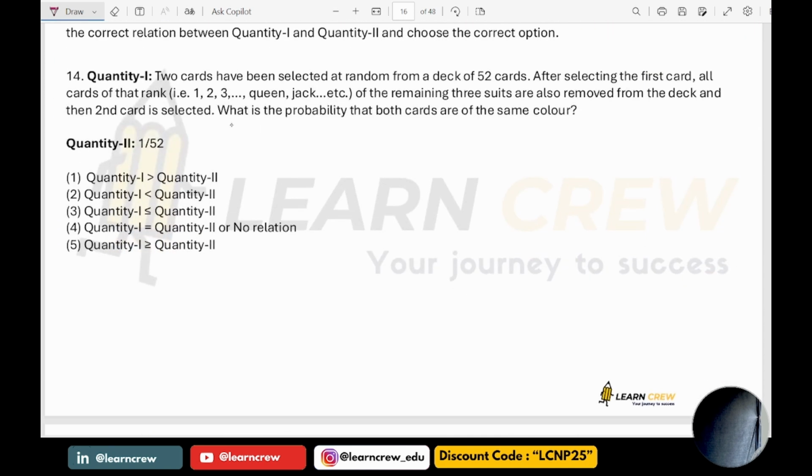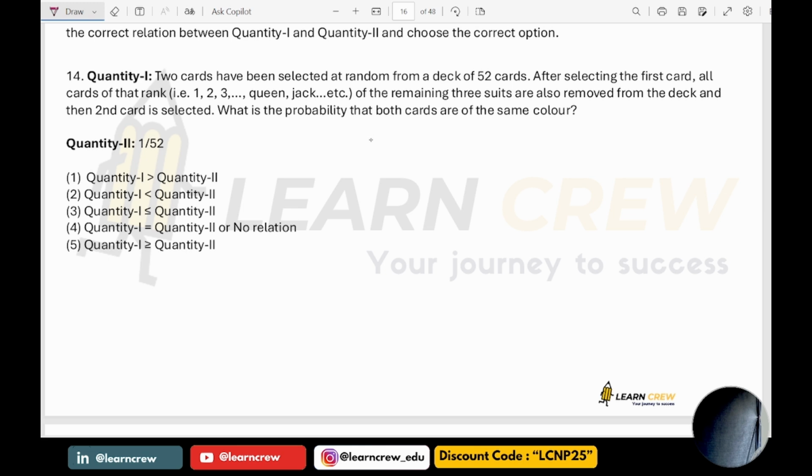Now which quantity is greater here? See here, two cards have been selected at random from a deck of 52 playing cards. After selecting the first card, all cards of the rank 1, 2, 3 and so on of the remaining 3 suits are also removed from the deck, and then the second card is selected. What is the probability that both cards are of the same color?